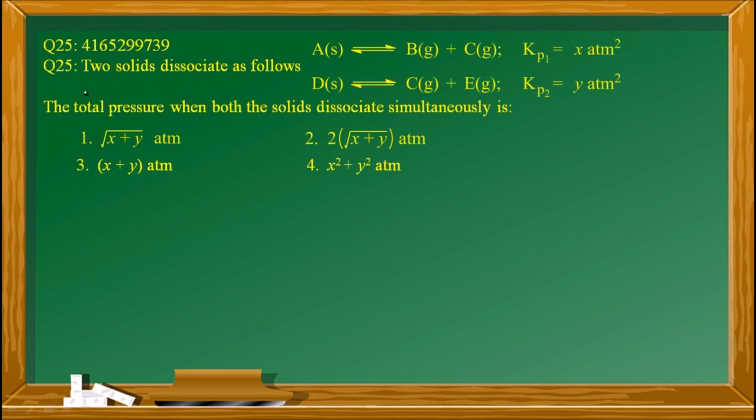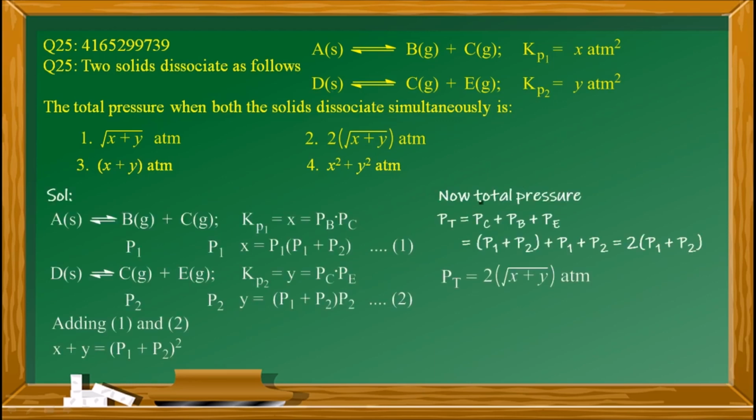Next, number 25. Two solids dissociate as follows. A solid gives rise to B gas plus C gas, Kp1 equal to X atmosphere squared. D solid gives rise to C gas plus E gas, Kp2 equal to Y atmosphere squared. The total pressure when both the solids dissociate simultaneously is, dear friends, it is very simple.